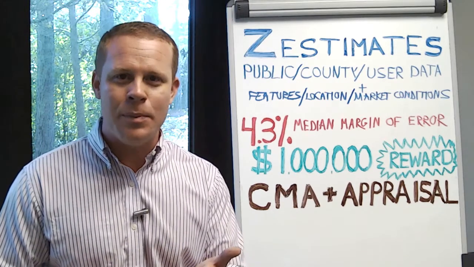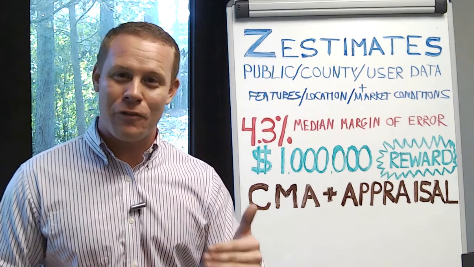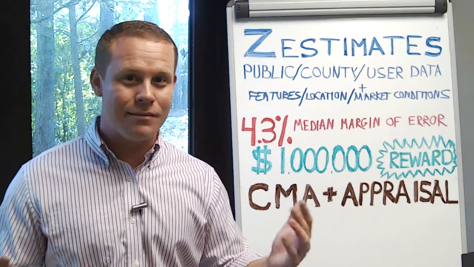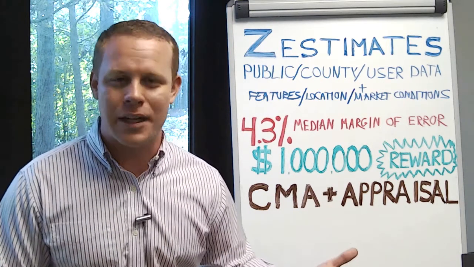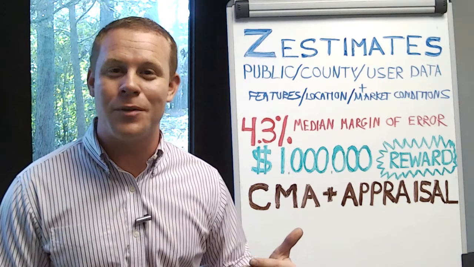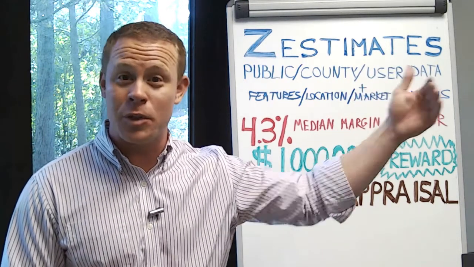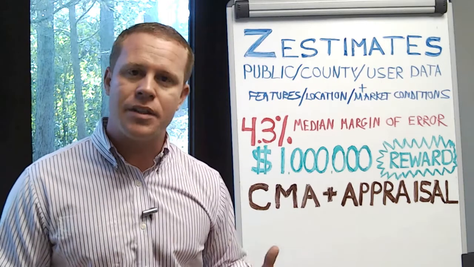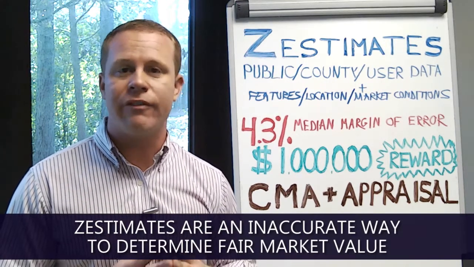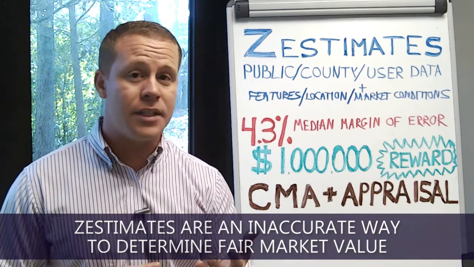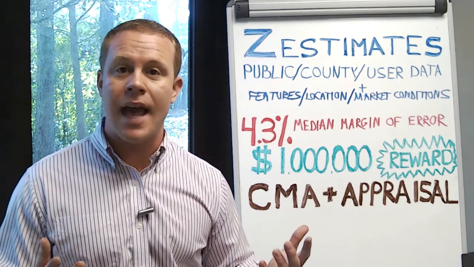You don't want to be one of those people that list their home for 30% less than what it's supposed to sell for. Now, the real estate market is so good that the market's not going to let you sell your home for 30% less than what it's actually worth because it's going to get bid up in a multiple offer situation. But even still, Zestimates, in my opinion, are an inaccurate way of determining fair market value for what is likely your largest, most important asset.